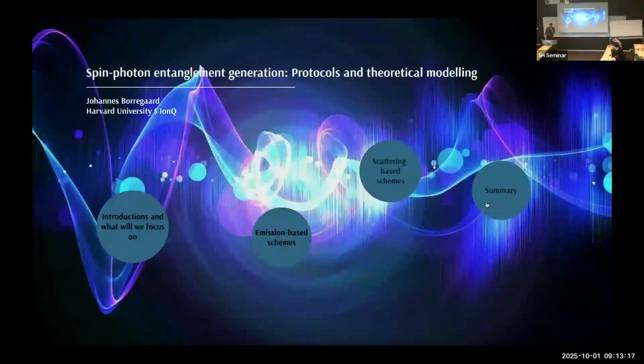All right, so the topics are basically outlined here. We'll first dive a little bit into emission-based schemes. I expect quite a large part of you are already familiar with this, but hopefully you can help me get through it. And then we'll go into scattering-based schemes, which are more like cavity-mediated interactions with these spins. And then finally, we'll have a little bit of a summary of these things.